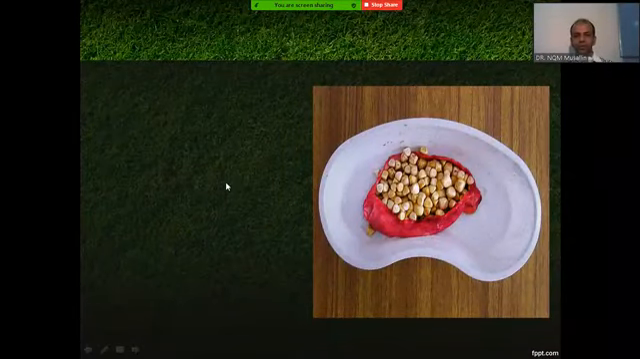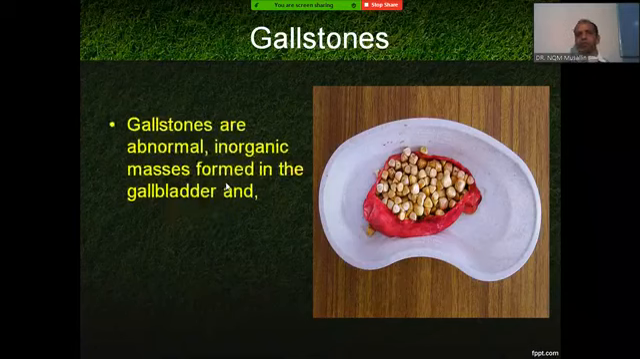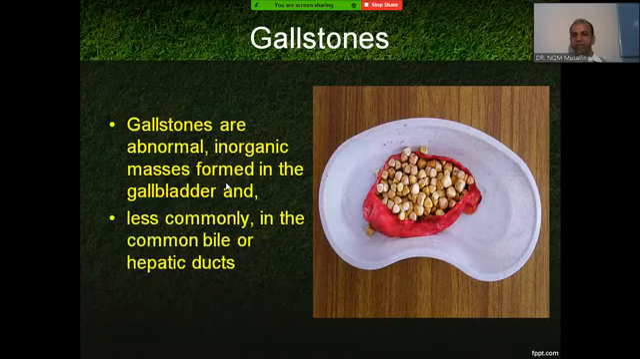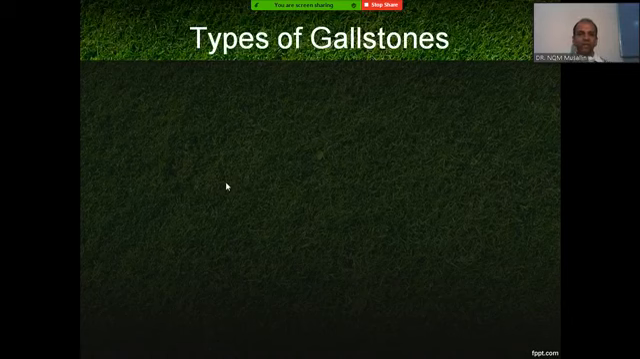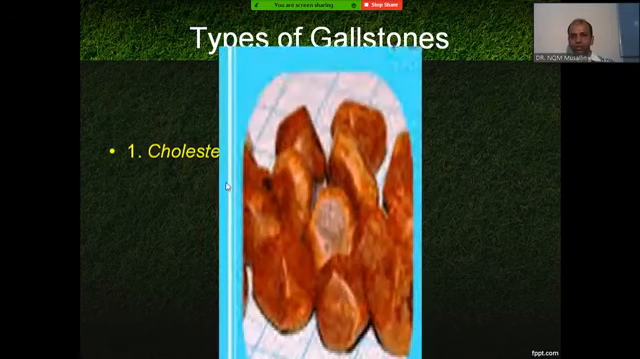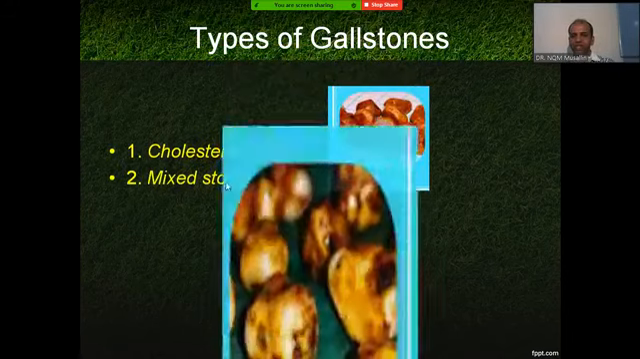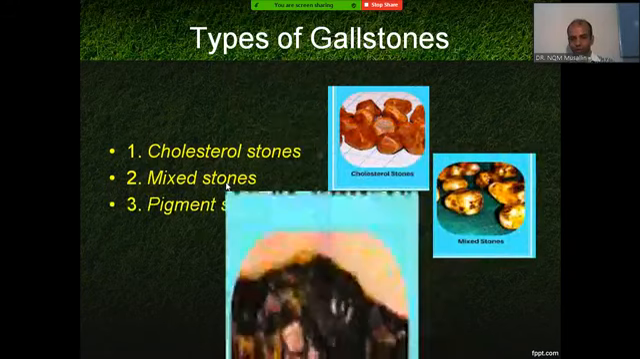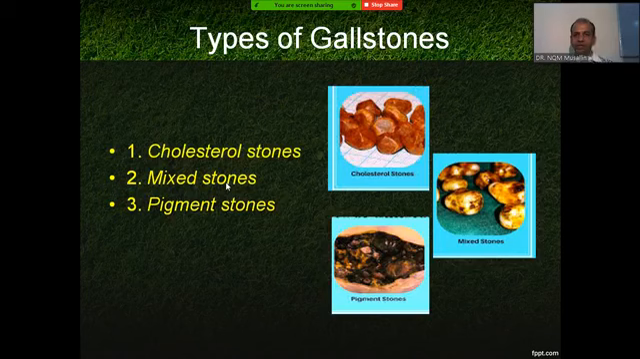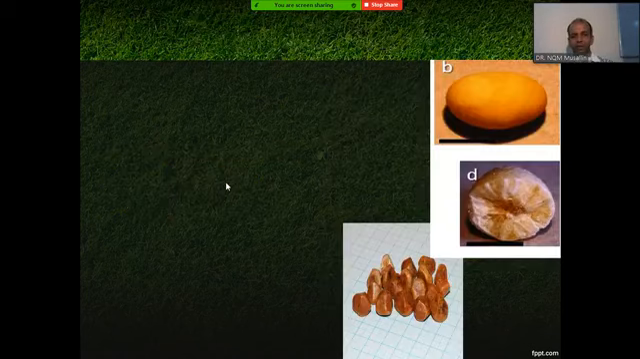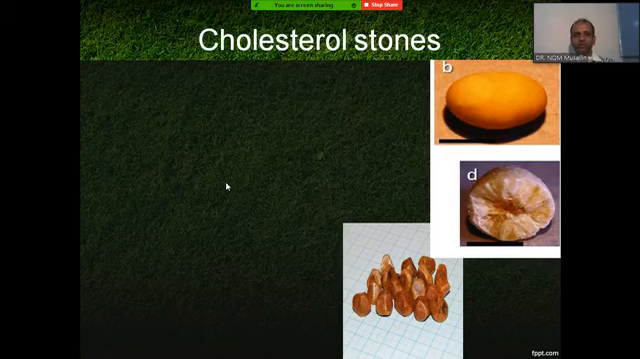So now what about the gallstone? Gallstones are abnormal inorganic masses formed in the gallbladder, and sometimes formed within the common bile duct and hepatic duct. Now what are the types of gallstone? There are three types of gallstone: the cholesterol stone, the mixed stone, and the pigment stone. There are different chemical varieties. According to chemical varieties, they are classified. But due to causative factors, there are different causative factors for the cholesterol stone, mixed stone, and also pigment stone.